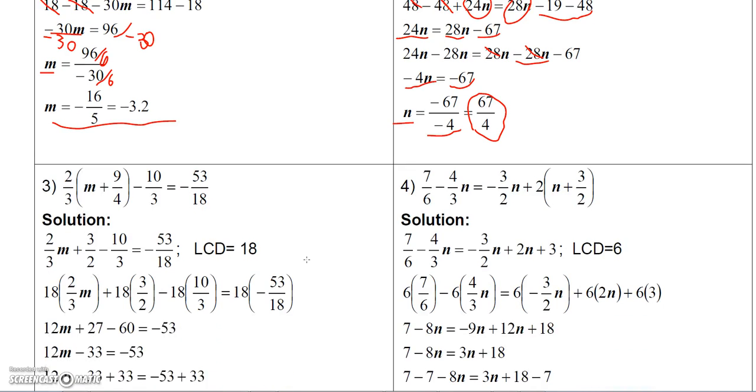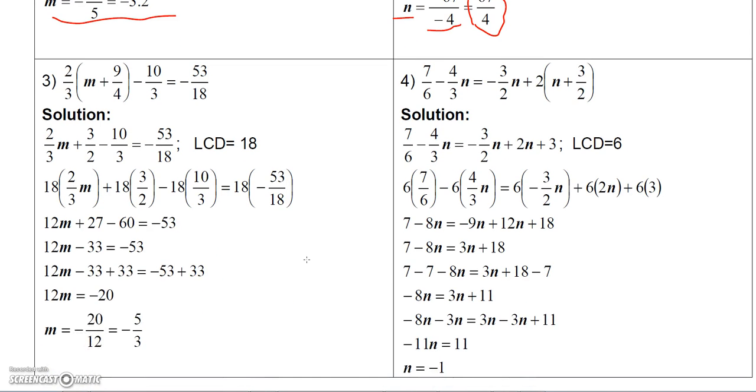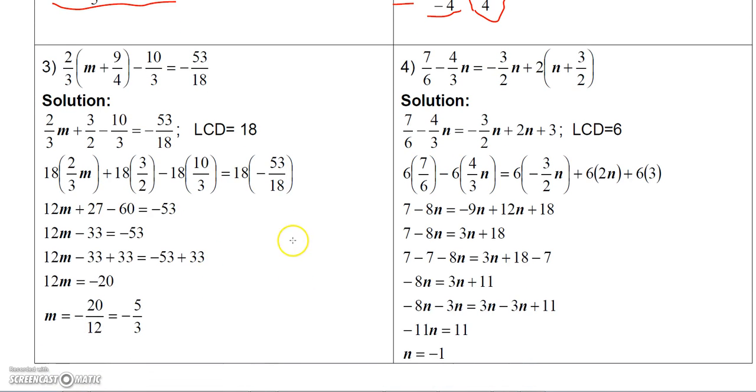I've got two more here, but let me just do one of these. And if you want to pause the video and work the second one on your own, you can. So let me show you what I'm going to do here. On this one, before I get started, I'm actually going to multiply. See, I have a 2/3 times this parentheses. So what I'm actually going to do is distribute the 2/3.